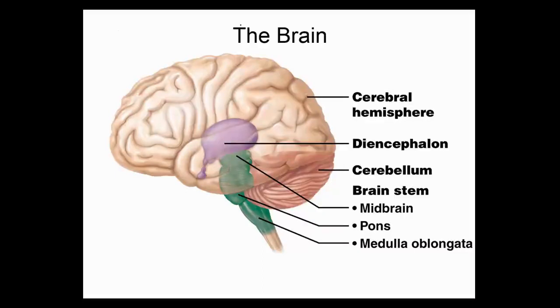Okay, so the brain is made up of four different sections. So the four sections are the cerebrum. So this is one half of the cerebrum. So there's two sides, basically a left and a right hemisphere. So this is called the cerebral hemisphere, but as a whole, it's called the cerebrum.